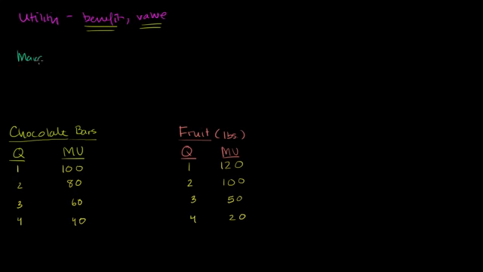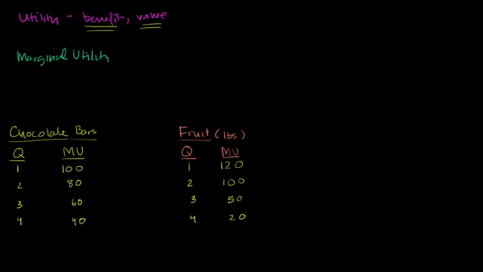Marginal utility. So obviously you could have total utility. If I have 4 chocolate bars, you could say the total utility I'm getting from all 4 of them. Or you could think about marginal utility, the utility I'm getting from the next incremental chocolate bar or the next incremental pound of fruit.